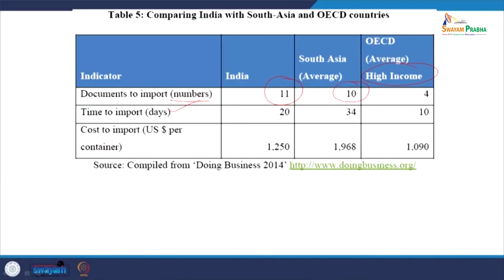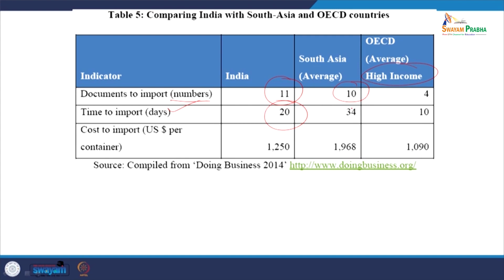OECD countries, I told you, are the high income group, countries which have high income as per the World Bank standards. Similarly, time to import, the days required to import: if any consignment is ready, 20 days are required for it to be received by a recipient in India. So, look at which kind of products we are importing and how this should be 20 days. But on this front India is better than the South Asian countries.